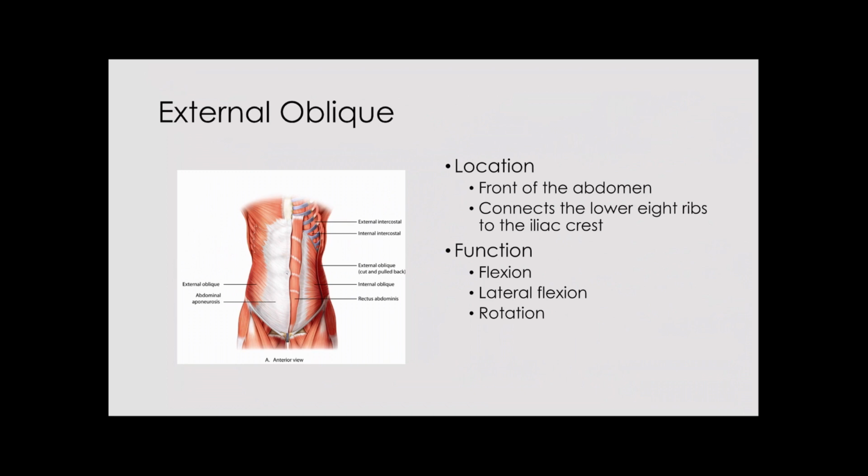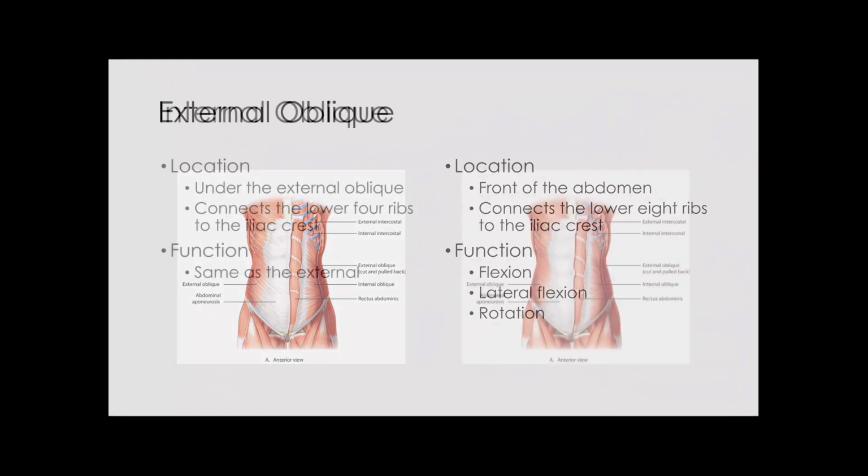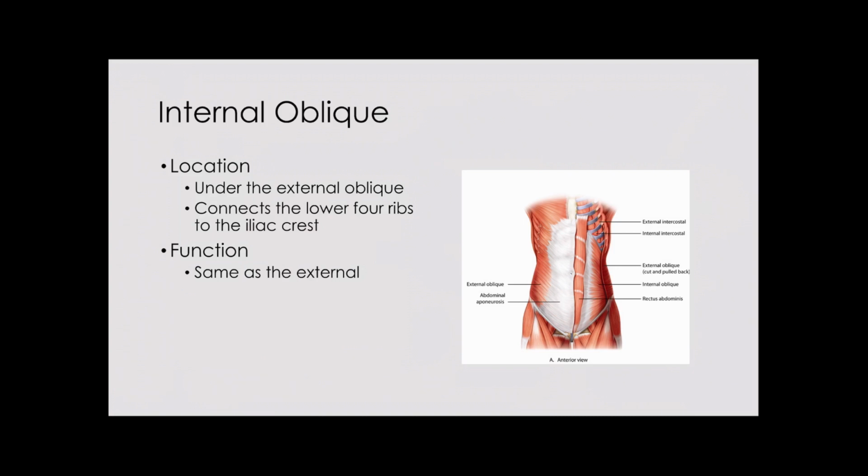This is what connects your lower 8 ribs to your iliac crest, which is the upper part of your hips that you can feel. These are also involved with flexion and lateral flexion. Remember, lateral flexion is when you bend sideways. And these also help with trunk rotation.